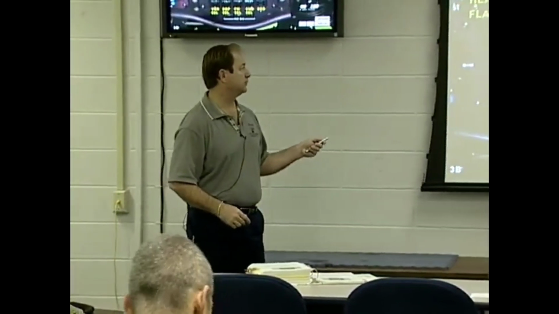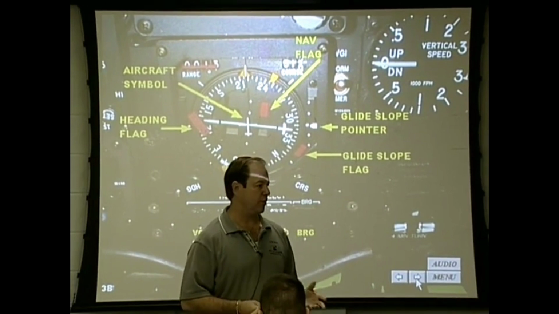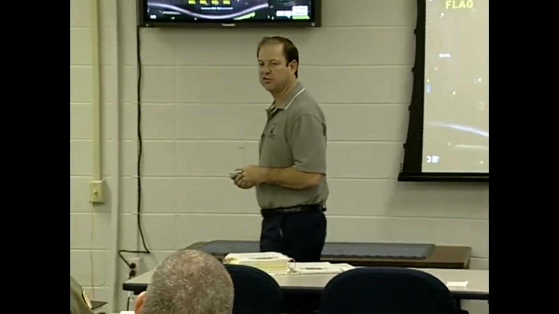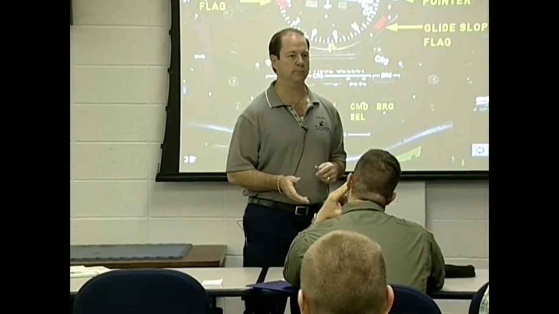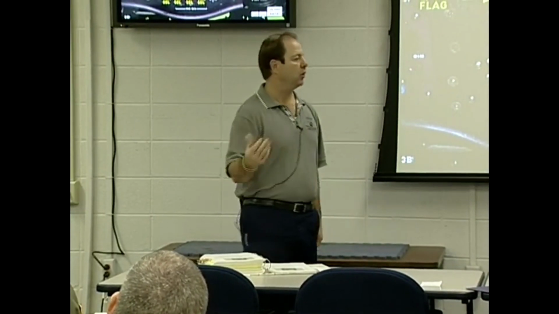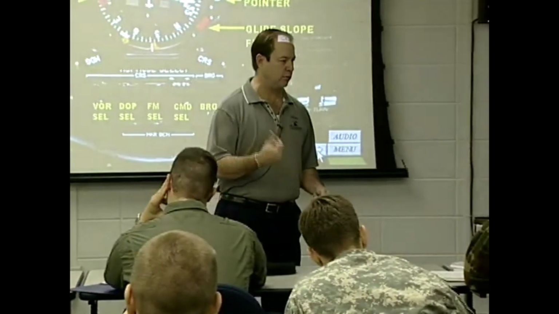The heading flag. These flags are going to be identical for the most part. If the heading flag comes out, it tells you that you've lost the signal. Lost the signal from where? The directional gyro. Okay, the other time that that flag's going to come out is if we lose power to the system. Whether we lose it to the control head itself or lose it to the indicator itself is irrelevant, the flag will come out.